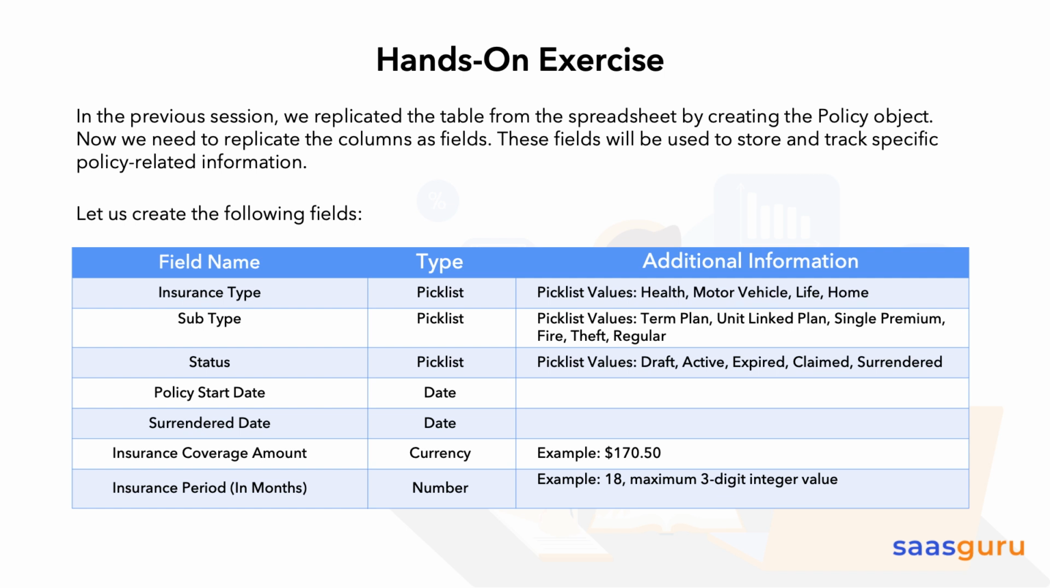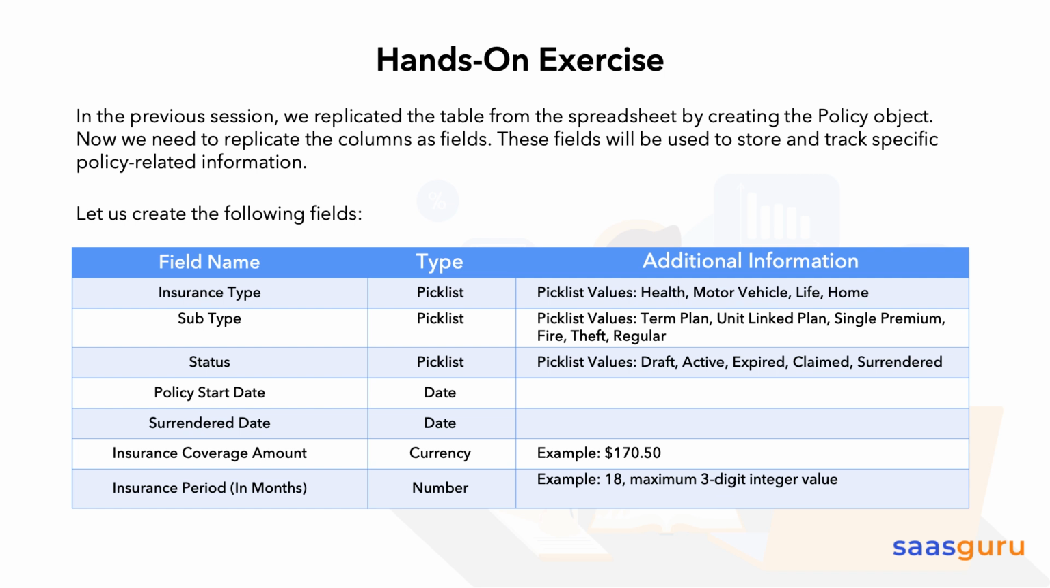Status would help the business to track the current state of the policy, whether it is in draft status, active status, whether it is expired, whether it is claimed by the owner of the policy, or whether the person has surrendered it. Then start date and surrender date of the policy will allow the business to capture when the policy is enforced or when it is expiring.